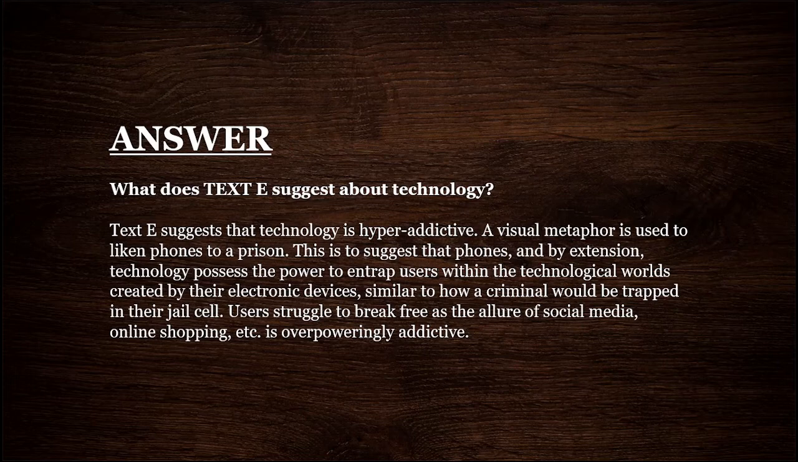So what does text E suggest about technology? You start off with a point. Text E suggests that technology is hyper addictive. And then a visual metaphor is used to liken phones to a prison. So in that one sentence there, I've ticked off the T and the E.